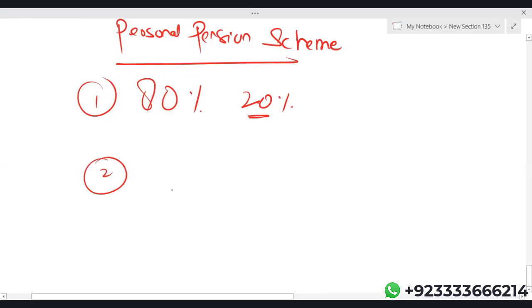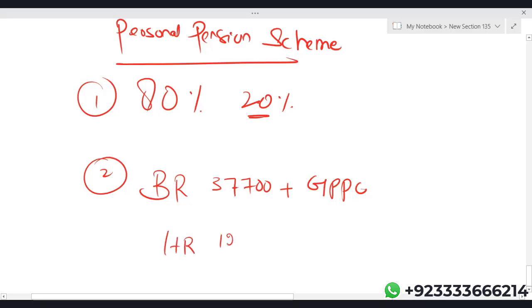Second, the basic rate. We know that the basic rate band limit is 37,700. In case of personal pension scheme contribution, the basic rate band limit will increase by the gross PPC. It's not only the basic rate band, it is also the high rate band, which ends at 125,140. It will also increase by the gross personal pension contribution. And whatever the individual has contributed, if nothing is mentioned, it is always treated as net.